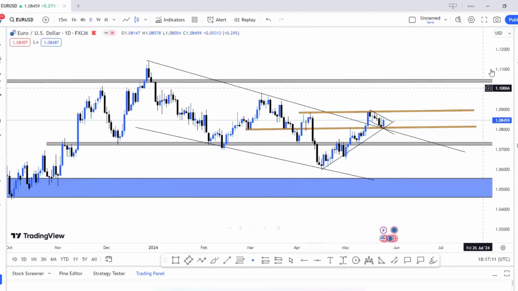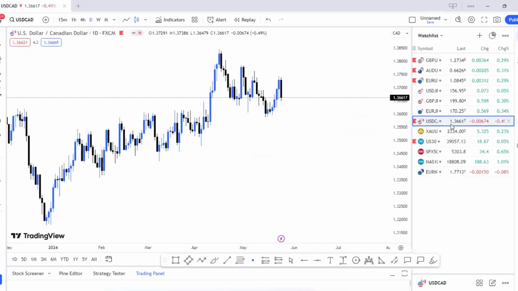So the next pair, I have two more pairs. The next one here is USD CAD.